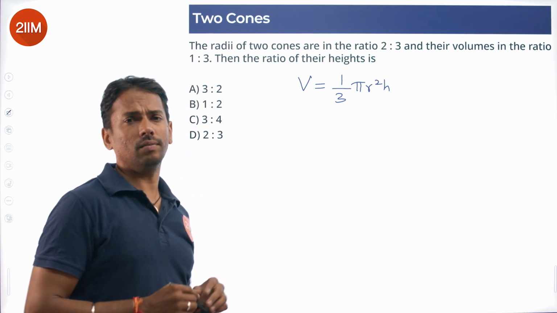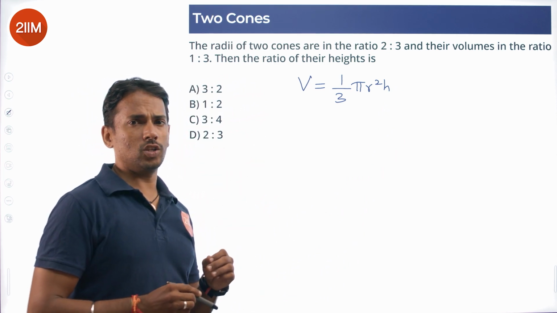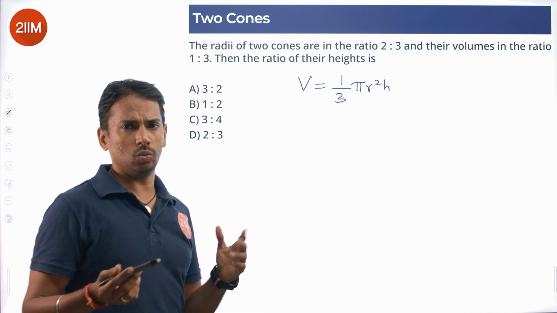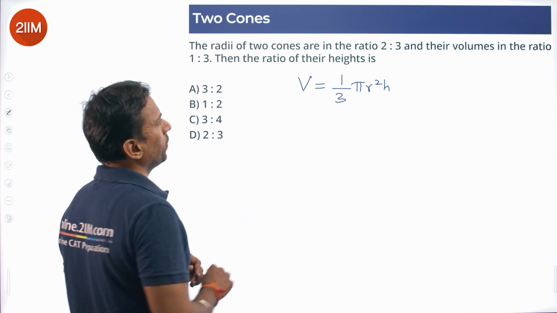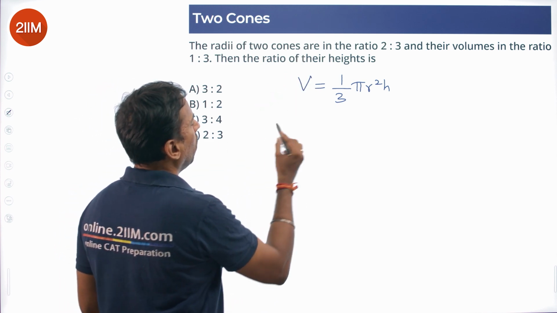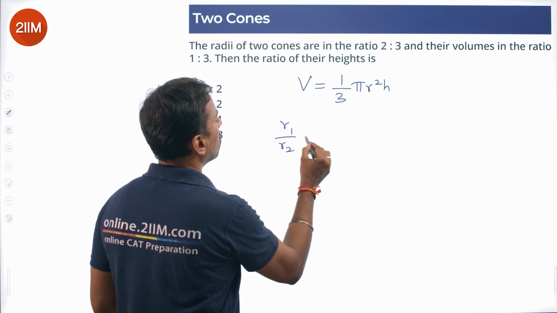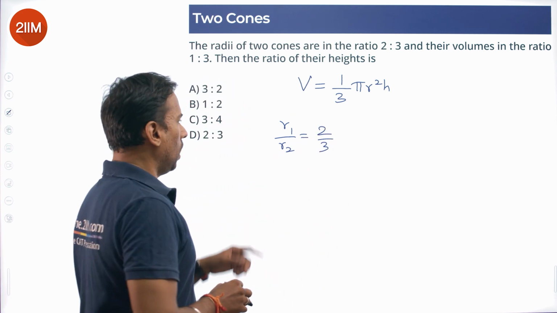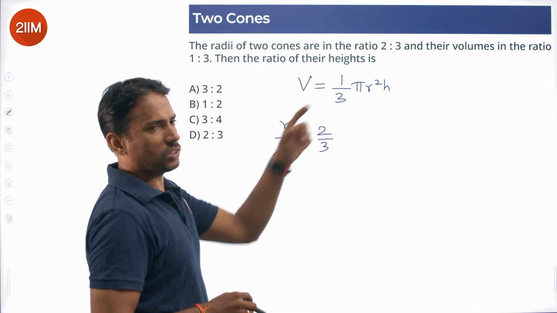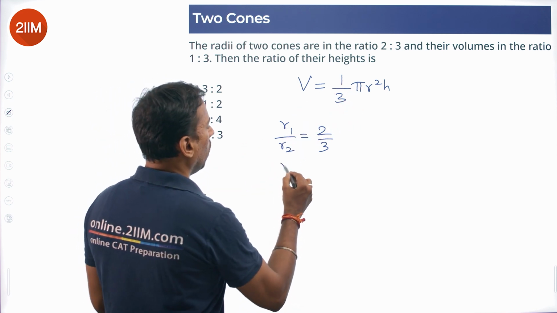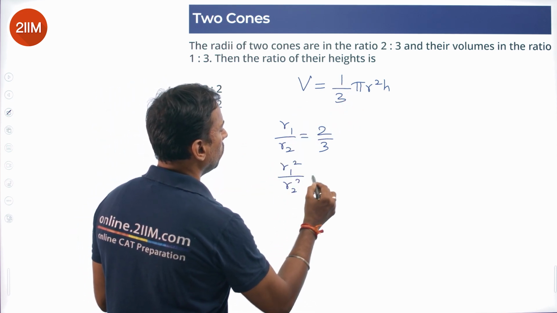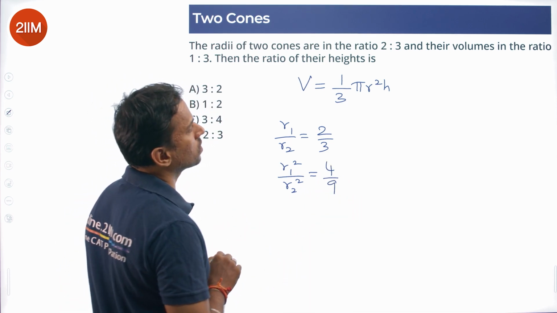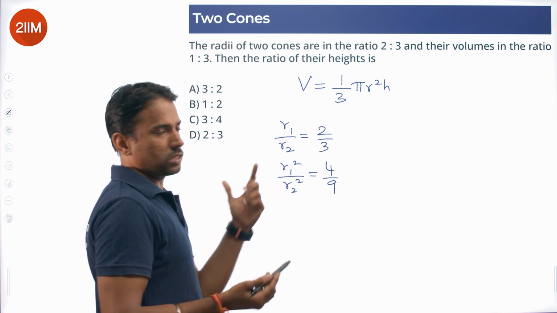There are two cones here. So let's have their radii to be r1 and r2, heights to be h1, h2. That's it, simple. So that means as per the information we have, r1/r2 is equal to 2/3. And from this, since we have a square, we can clearly tell r1²/r2² will be equal to 4/9. Simple.